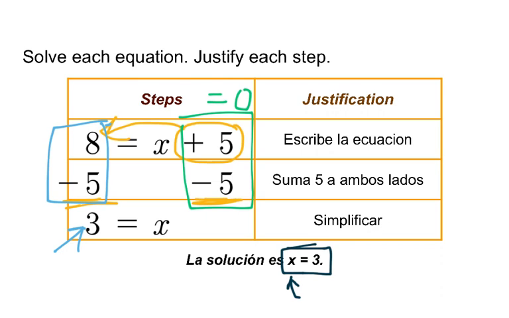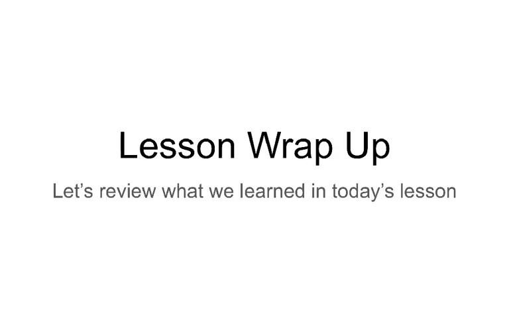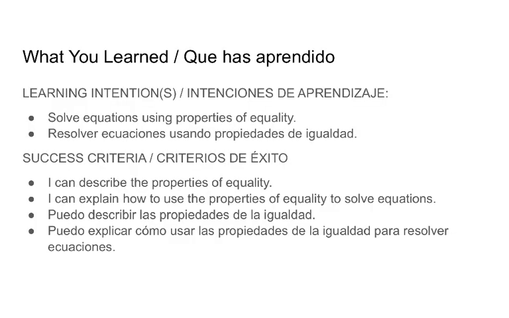Okay, so what do we learn in this lesson? We're going to review that at this point. The first thing is that we solved equations using properties of equality. And by now we can describe two of the properties of equality, the one for addition and the one for subtraction, that what you do to both sides is going to be the thing that allows you to change the form but maintain equality. And you could explain how to use those properties of equality to solve equations, that you can go step by step and point out what steps you're doing.